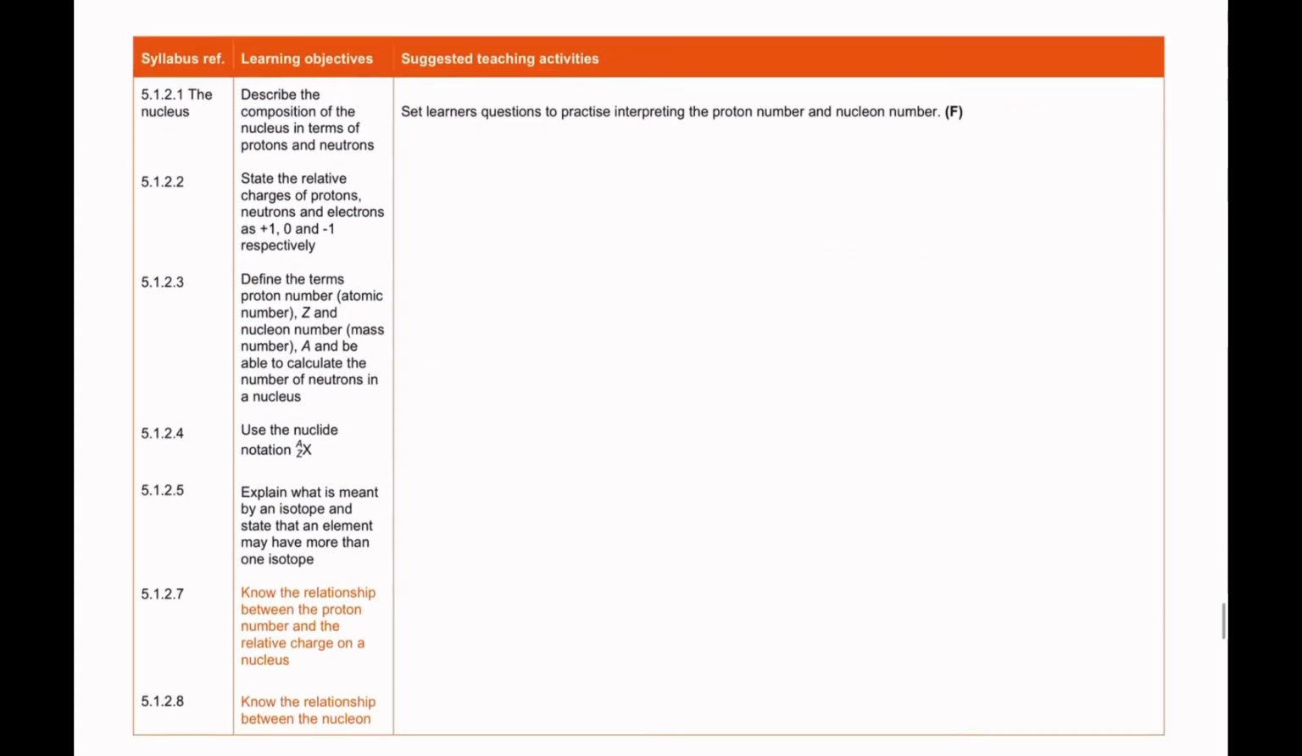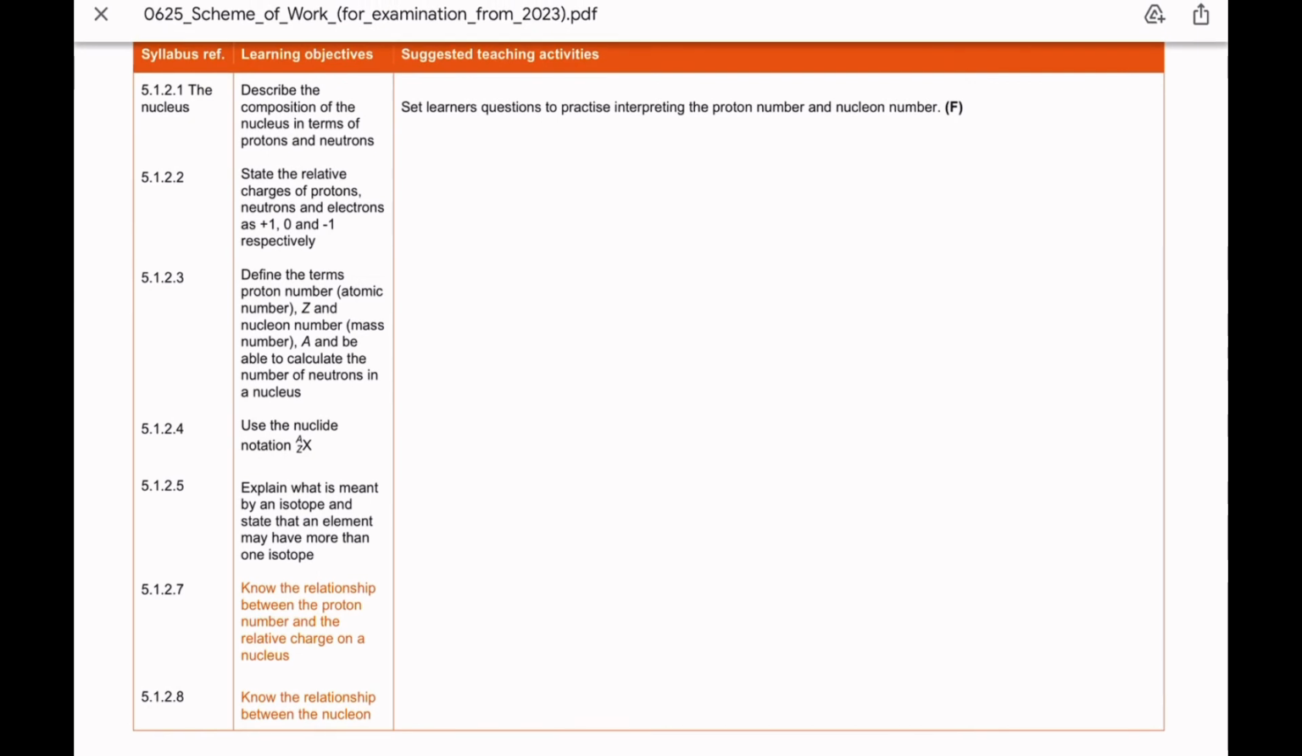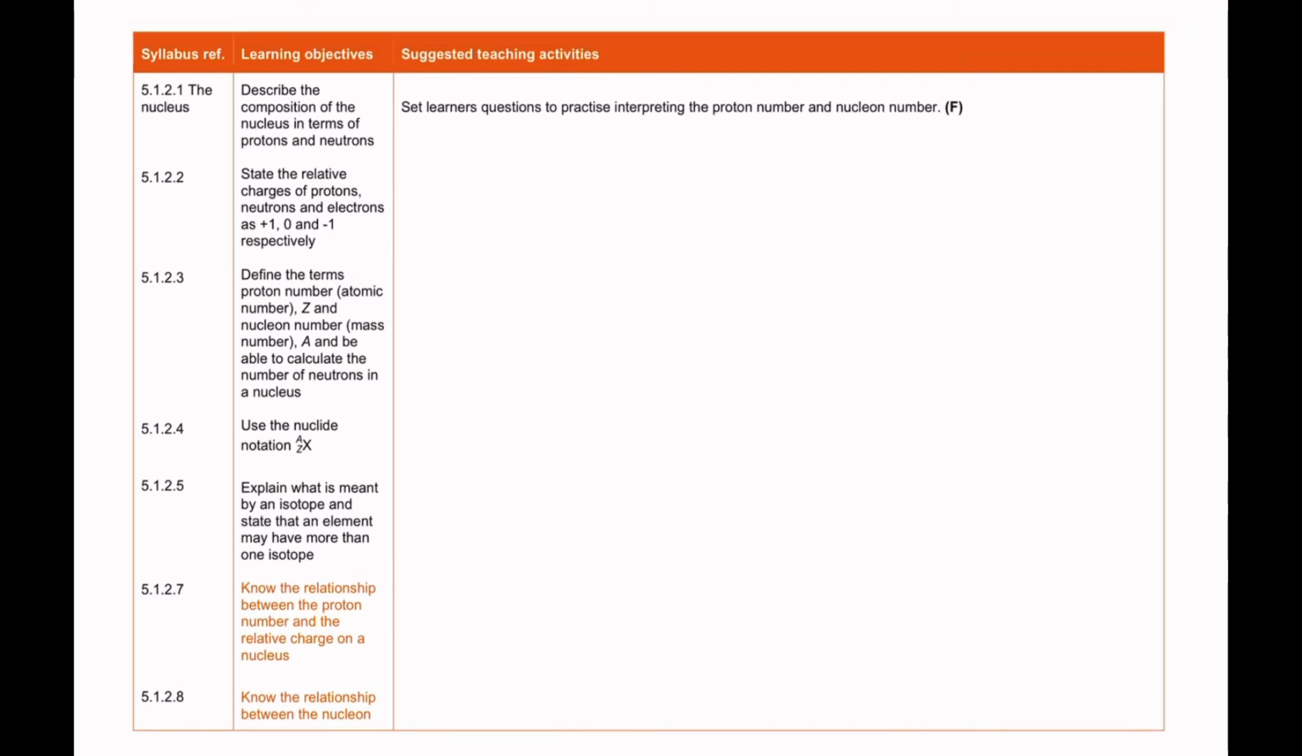Key concept 5.1.2.1. The nucleus. Describe the composition of the nucleus in terms of protons and neutrons. State the relative charges of protons, neutrons, and electrons as positive 1, 0, and negative 1 respectively. Define the terms proton number, which is atomic number, Z, and nucleon number, which is the mass number, A, and be able to calculate the number of neutrons in a nucleus.